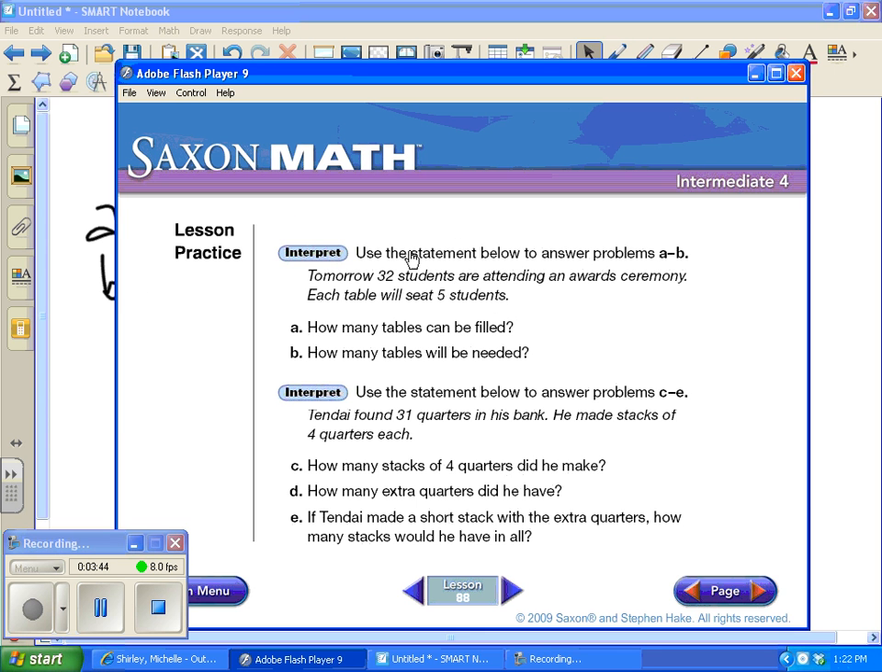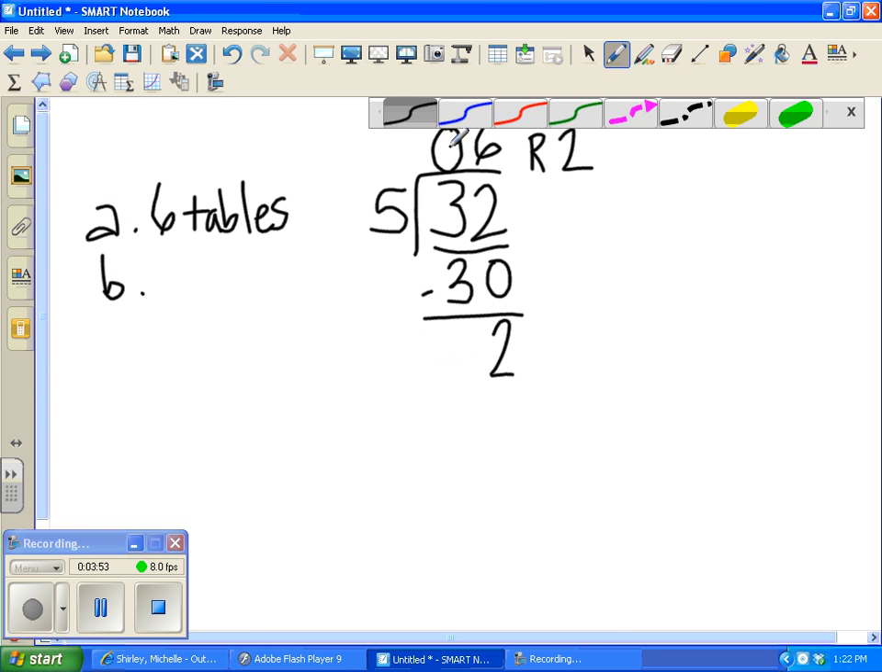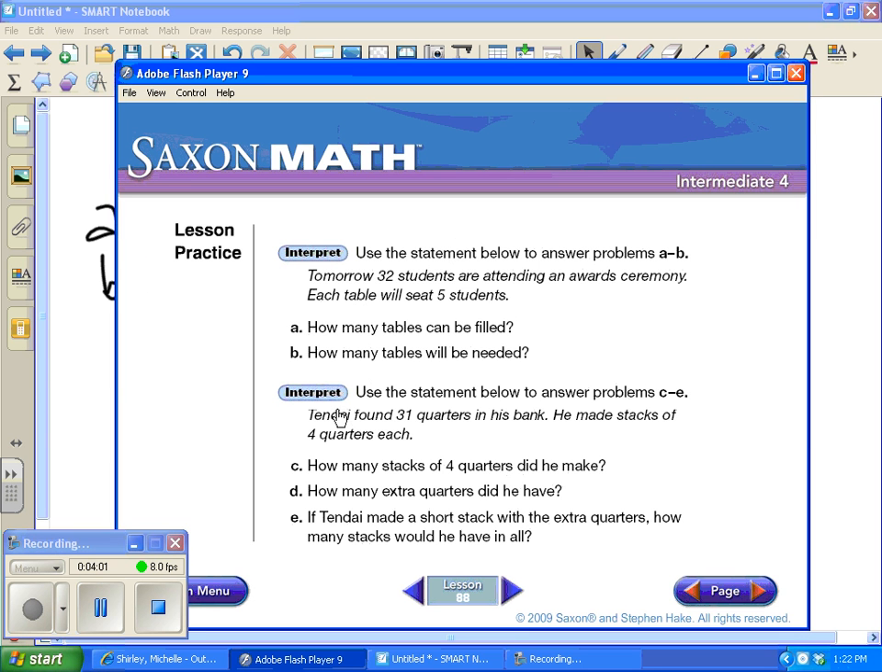And B, how many tables will be needed though? If we only got 6 tables, we would have 2 students with nowhere to sit. So actually, we need 7 tables. On the last table, we'll have just 2 students seated at it. Okay, let's use the following italic statement for C through E.